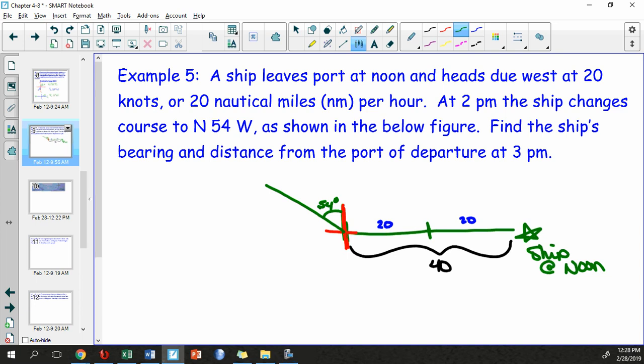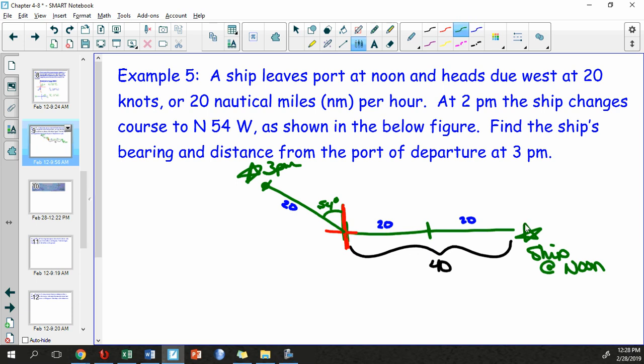Make sense? Okay. And it says, as shown below in the figure, find the ship's bearing and distance from the port of departure at 3 p.m. So I stopped moving after 3 total hours. I left the port at noon, traveled west for 2 hours, changed the direction, and then for another, how many hours? 1 hour. This is where my ship is at 3 p.m. Do we understand that? So what is this distance right here? 20.